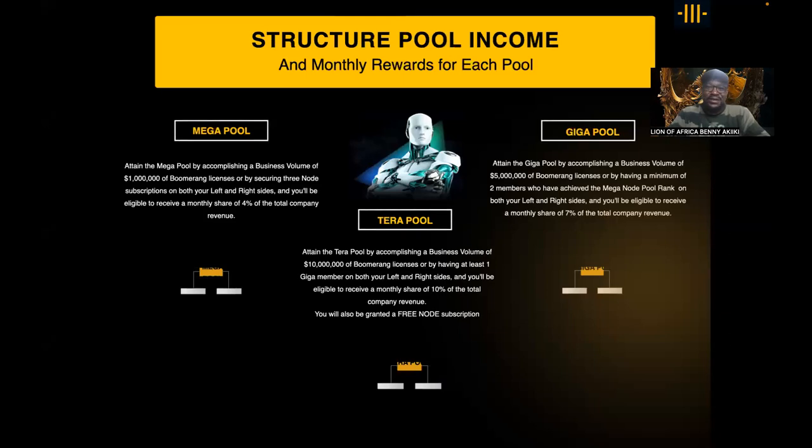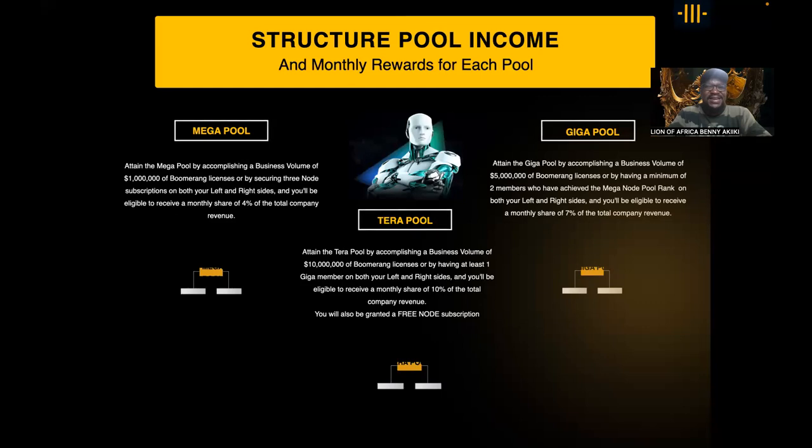Now I'm showing you more money here. This money is to appreciate the people who love what we call salary. You know, there are guys who love seeing something coming at the end of the month. That mindset can't easily go from some people. So what do you do to get into the pool? You just have to do 1 million left, 1 million right. And at this level, you become a mega pool. Now, mega is the rank you hit.